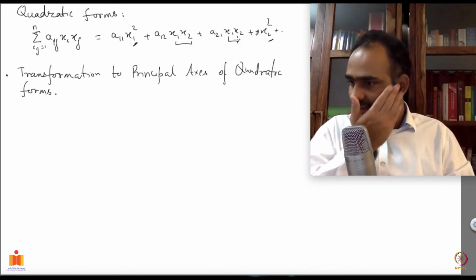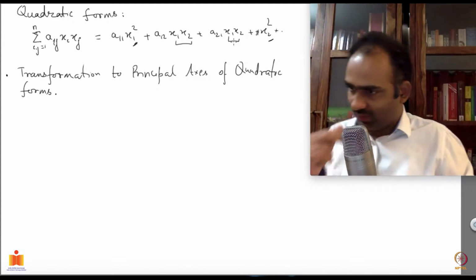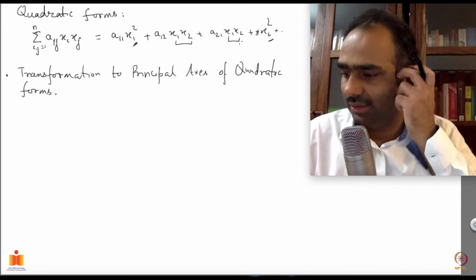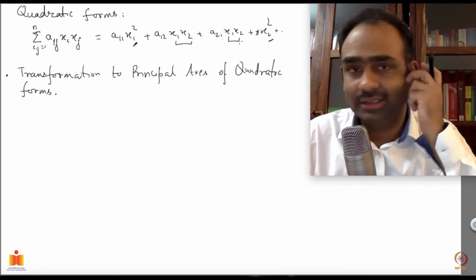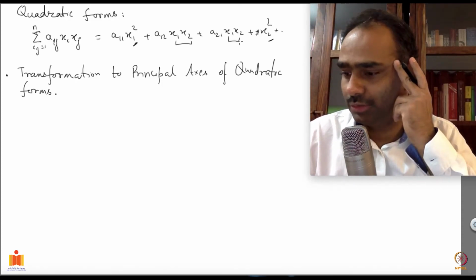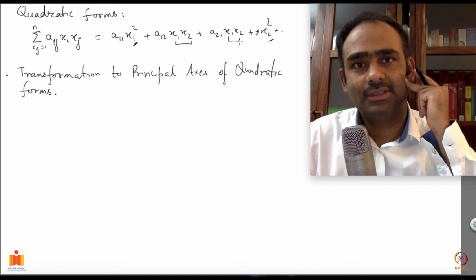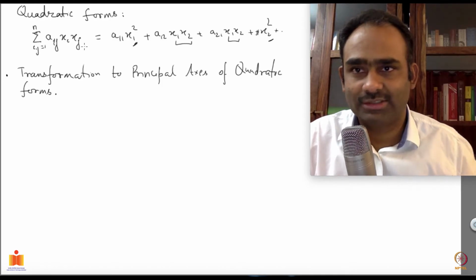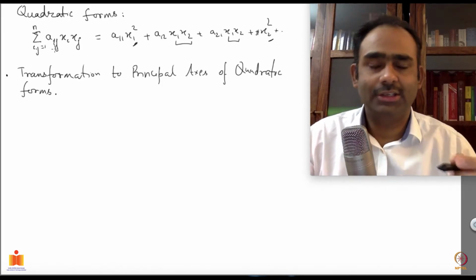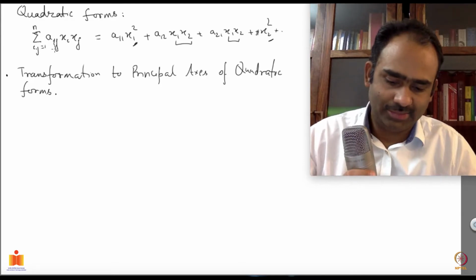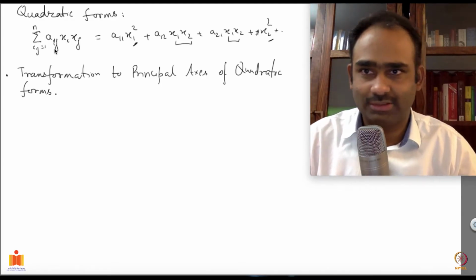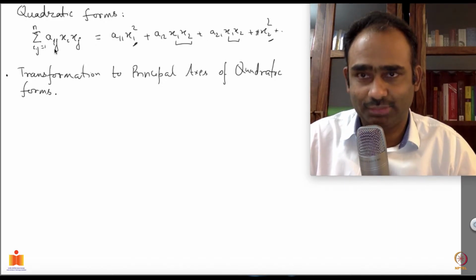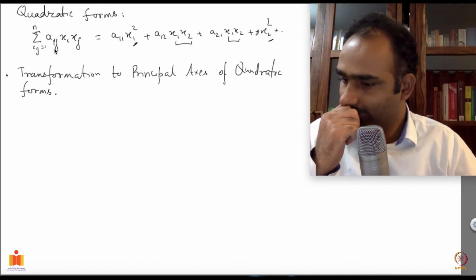Clearly this is going to be through an orthogonal transformation, because your A has to be a symmetric matrix, and you already know that you can diagonalize a symmetric matrix by a real orthogonal transformation. So that's not a surprise that we can put this quadratic form into a sum of squares. Anyway, let's do it.